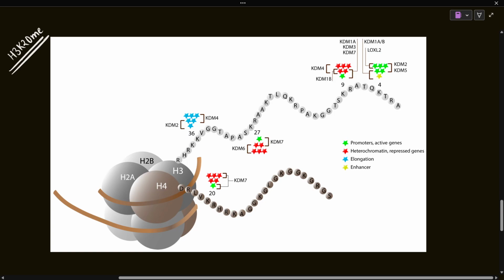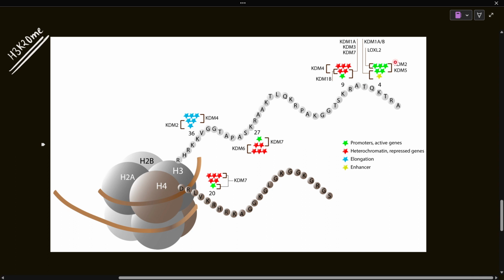So, yeah, we were discussing the different methylation marks. Here you can see H3K4 methylation. This is done on either promoters of active genes or the enhancers. You can see that this is done on promoters or enhancers because the K4 methylation mark is an active mark. So we need it at the promoter or enhancer, the regulatory elements of the active genes.